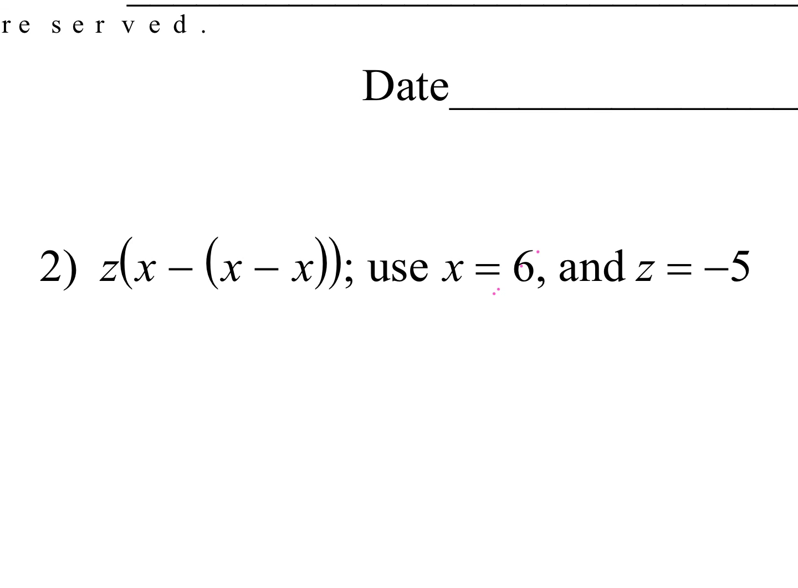So I have negative 5 times 6 minus 6 minus, is that a z? Yeah. Z is negative 5. All right, what should I do next?